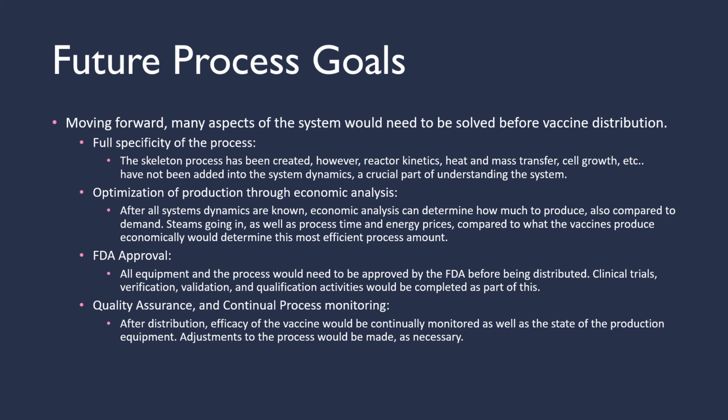After full scale-up and full modeling of the process, FDA approval would begin. This portion of the distribution process would include things like clinical trials, verification, validation, and qualification activities. After FDA approval, distribution can begin, and after distribution, efficacy of the vaccine would be continually monitored, as well as the state of the production equipment. Adjustments to the process would be made as necessary.